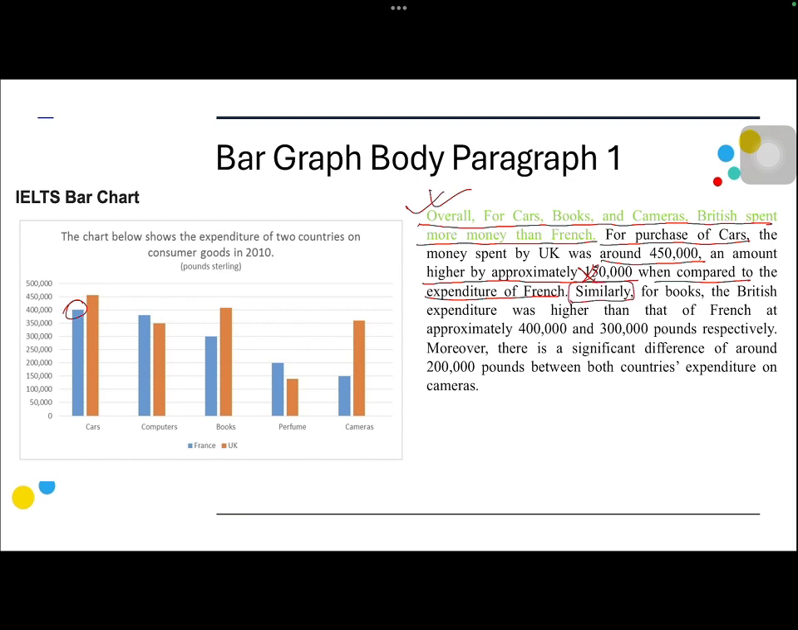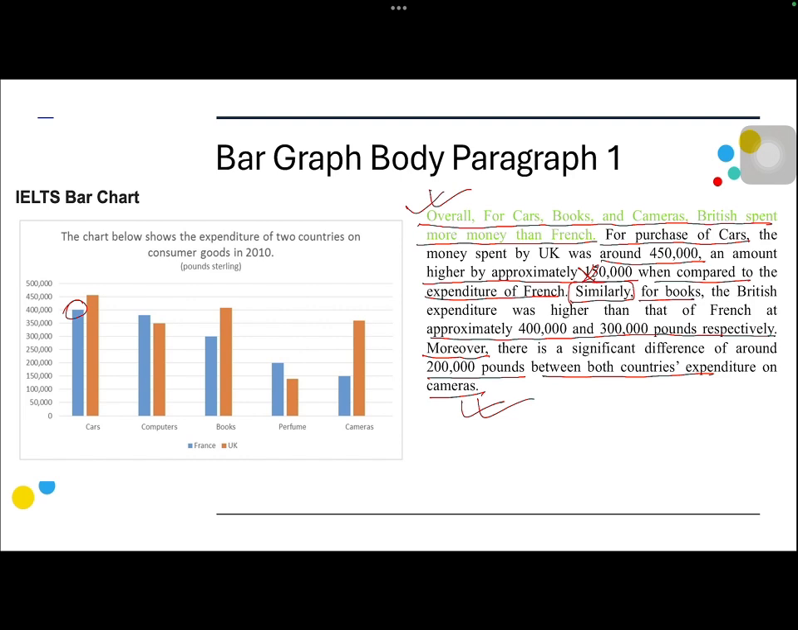Similarly, again, here is a connector. Similarly, for books and British expenditure, for books, the British expenditure was higher than that of French at approximately 400,000 and 300,000 pounds respectively, right? So again, I'm mentioning data. Moreover, another connector, there is a significant difference of around 200,000 pounds between both countries' expenditure on cameras. Now, this is a highlight that I had mentioned in my overview, and now I'm elaborating on that by presenting data, right? Now, this is how you can go about it.